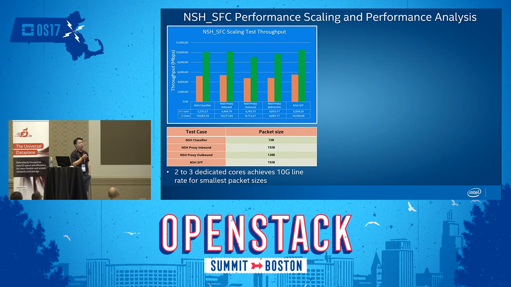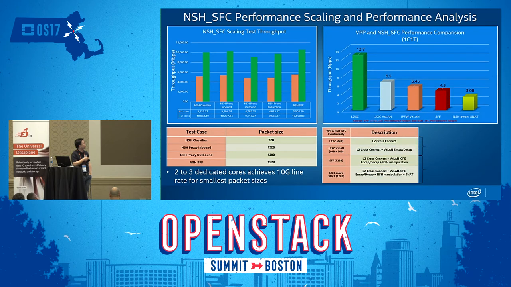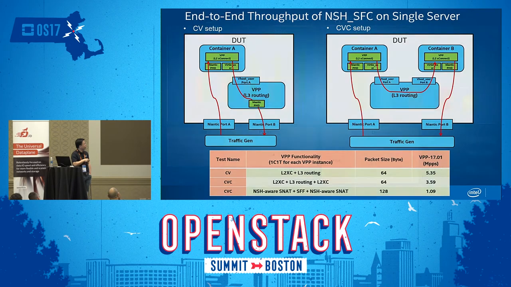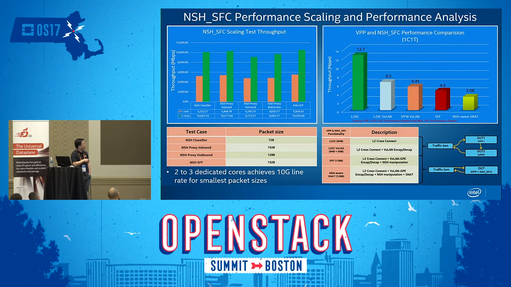Okay. We also do some performance scaling tests. Say, for one core, it can only achieve 5 gig. How about 2 cores, 3 cores? Does it scale linearly? As you can see here, if we use 2 cores, the performance almost doubled in comparison to the one core performance. And we actually test the different functionality, classifier, inbound, outbound proxy, service function forwarder, using different packet sizes.